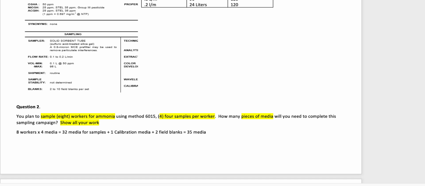Another way to solve this would be 10% of your samples for the blanks. And since we had 32, that would equal 3 field blanks, or 36 pieces of media. You, of course, also can add 1 or 2 extra pieces of media as a backup in case something happened during your campaign. But at a minimum, you would need between 35 and 36 pieces of media.